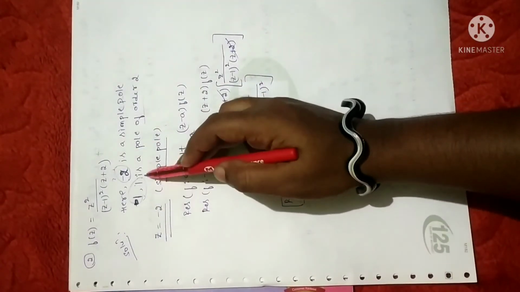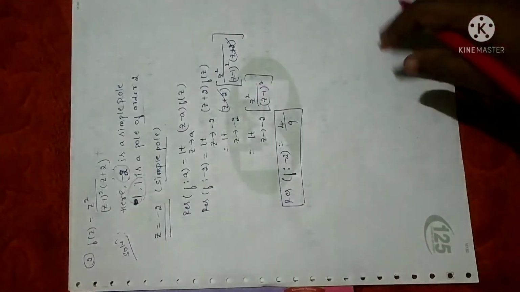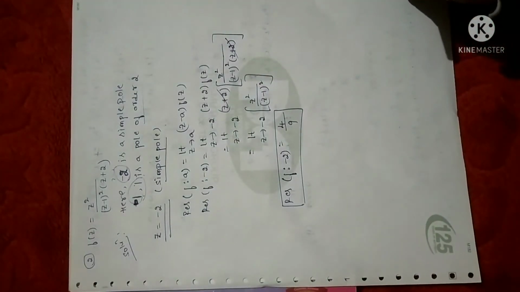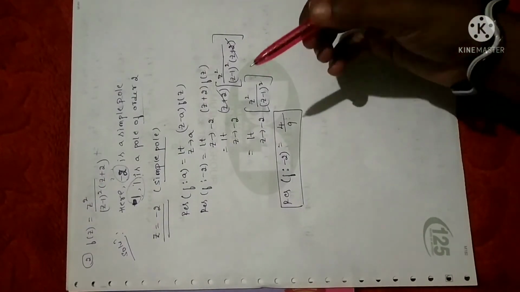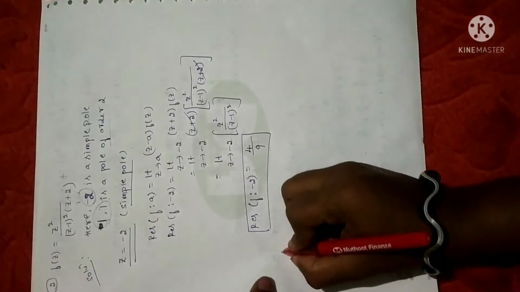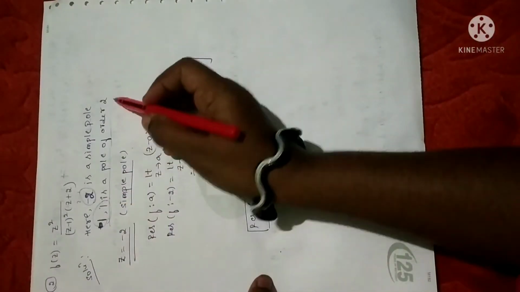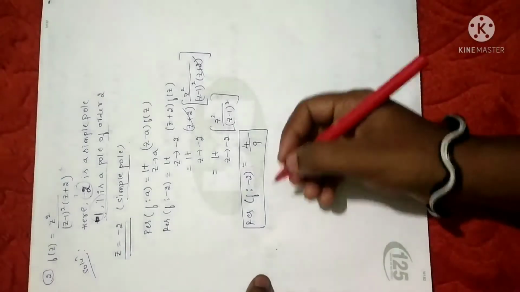Now we have 1 comma 1, which is a pole of order 2. That is a pole of order m. In a previous session, you just go through that video where I have discussed the methods for simple pole and pole of order m, the general case. Now in the second case we have a multiple pole, that is a pole of order 2. So the procedure is a bit different.